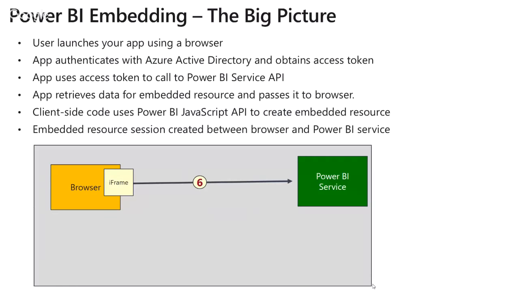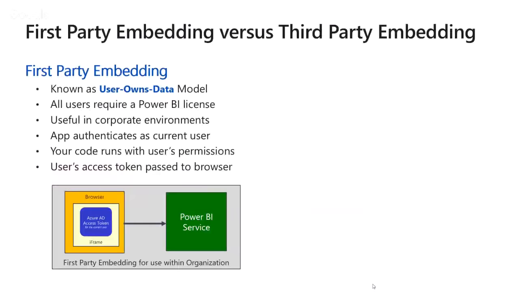Okay, let's go through a couple more slides here. Now, the first thing to do anytime you start any project that's going to do Power BI embedding is you have to make a choice between first-party embedding and third-party embedding. We've already had a question, and this is what the question was on: what's the difference between first party versus third party, or app owns data versus user owns data?